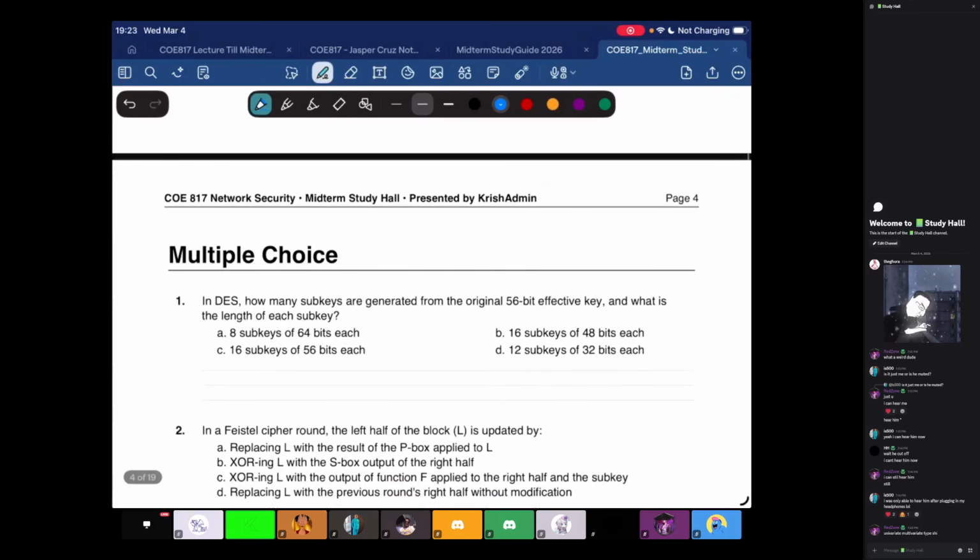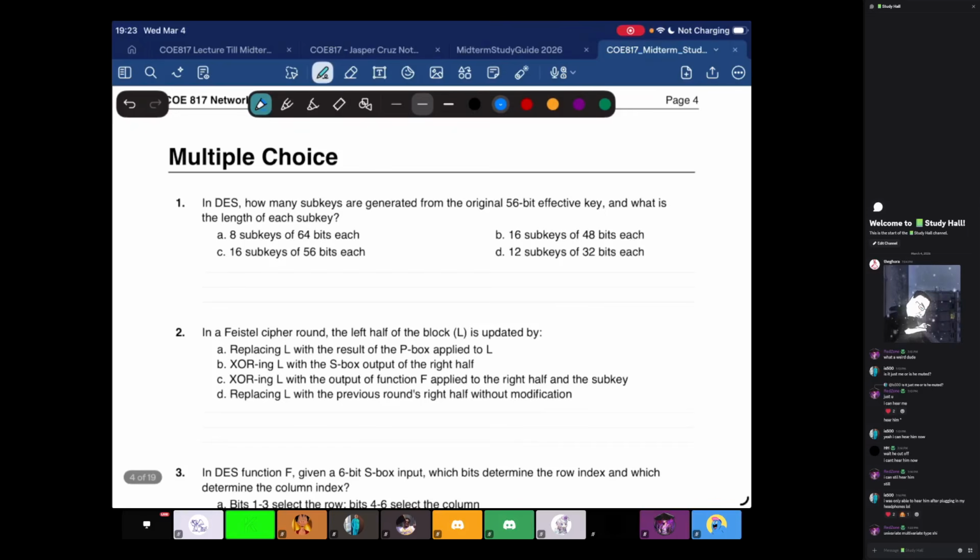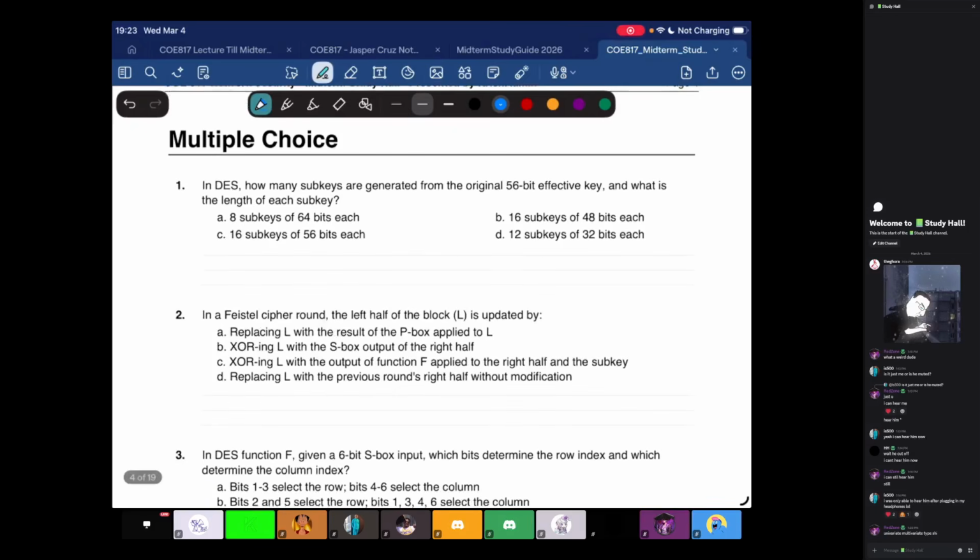All right. Next section, we have some multiple choice. I think there's about 30 questions. We'll breeze a little bit faster through these as well, so we can spend a lot of our time on the long answers.